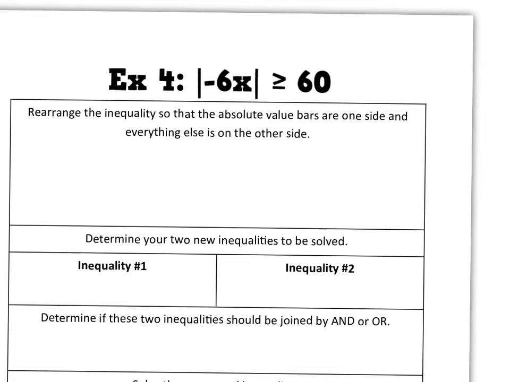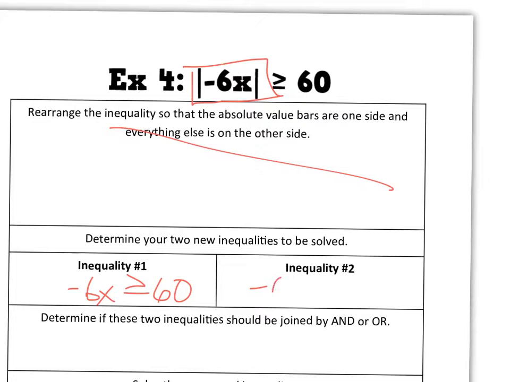My next example also has the absolute value already by itself, so I can skip the first step. Inequality 1 is just dropping the absolute value bars. So absolute value bars are gone, negative 6x is greater than or equal to 60. Next one, I keep the left side the same, reverse your inequality, and change the sign of what is on the right side. Since I started with a greater than, I'm going to connect these with or.